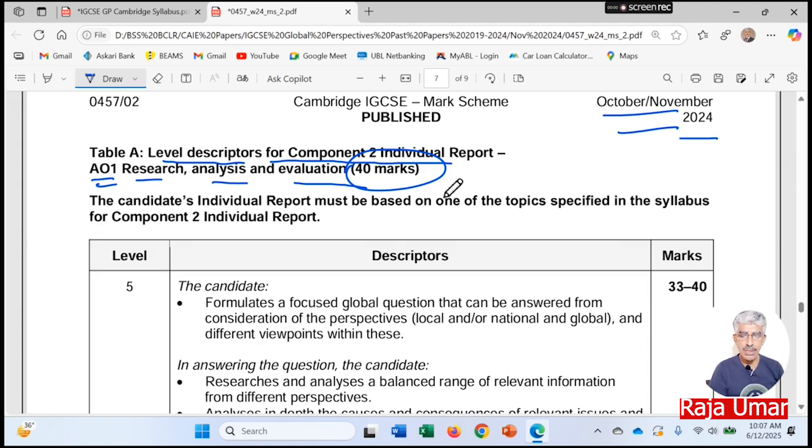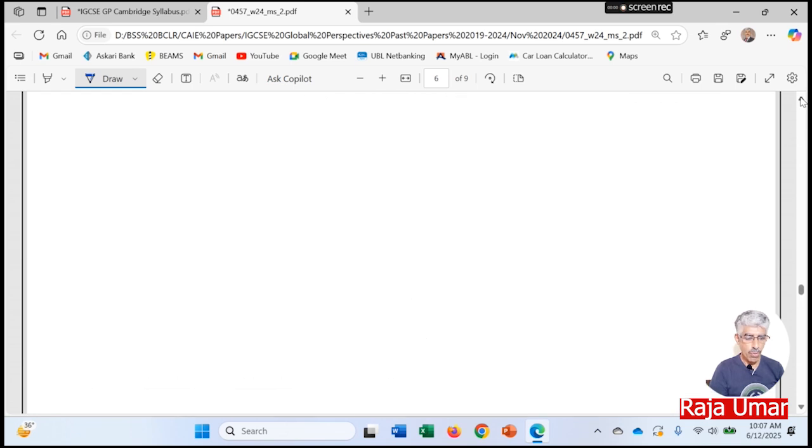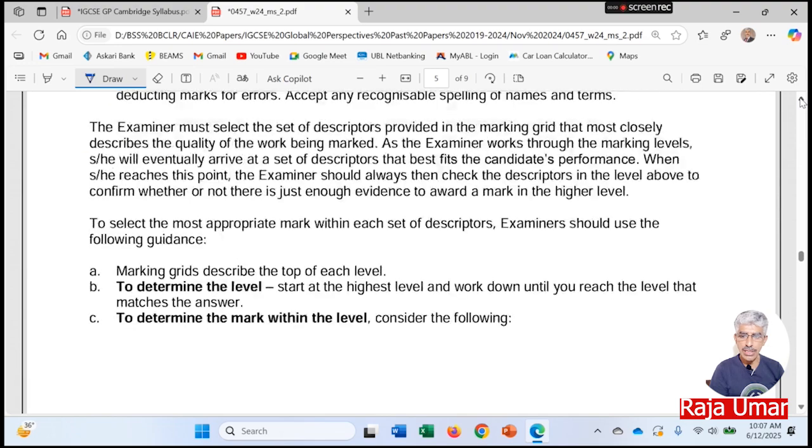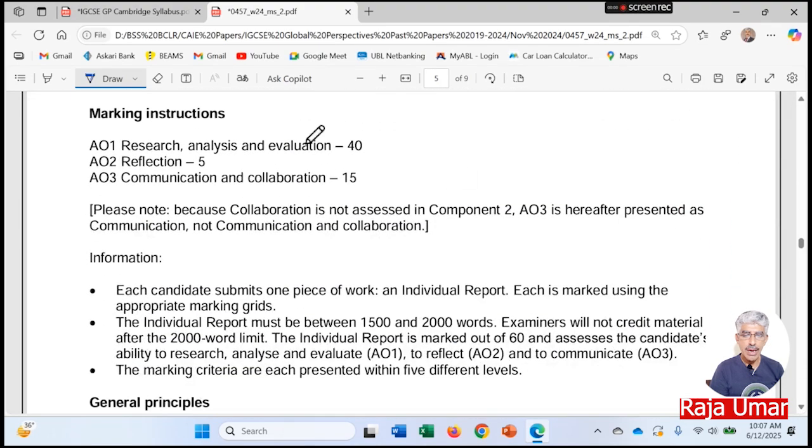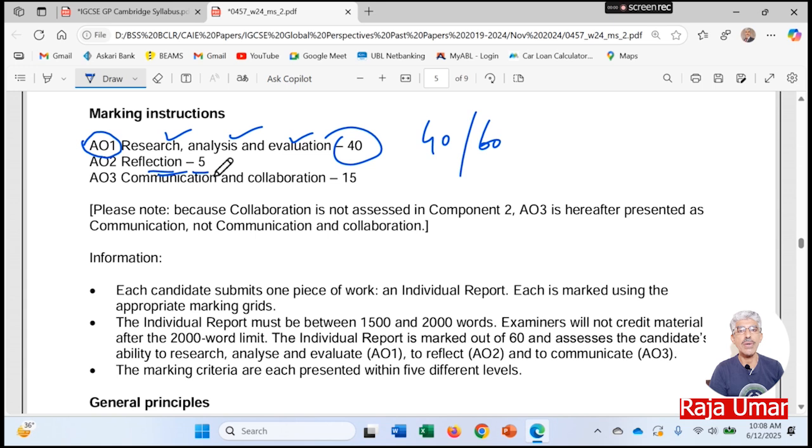Let me explain first. Over here you can see the marking instructions: assessment objective 1, that is the research, analysis and evaluation, carries 40 out of 60 marks. And reflection: the students must write the reflection, that what was their personal learning, what were the findings of the whole research, and what came up with their own perspective, whether their perspective got authenticated or the perspective changed. So that is 5 marks. A small paragraph would be enough for it.